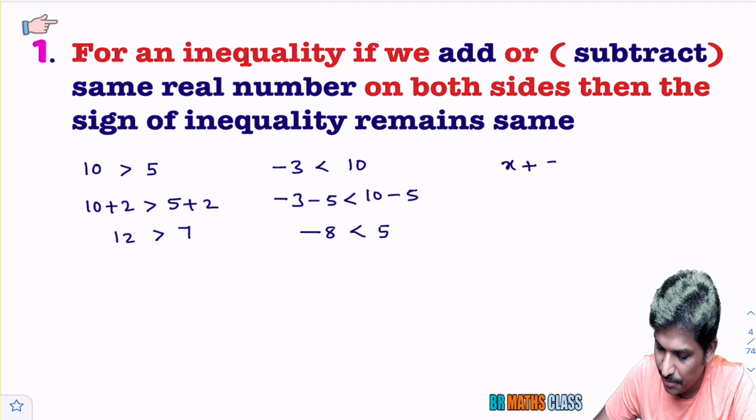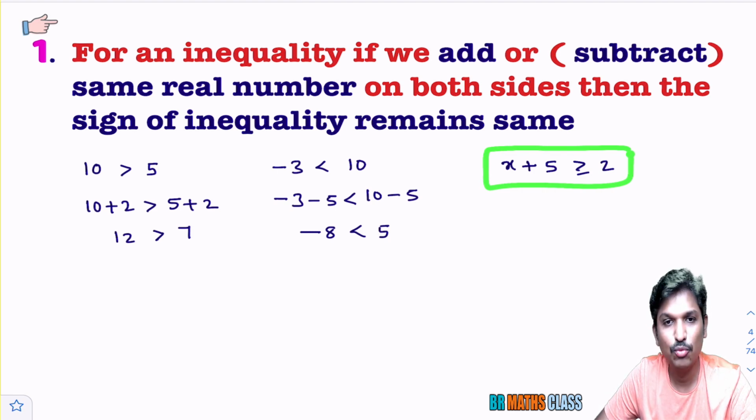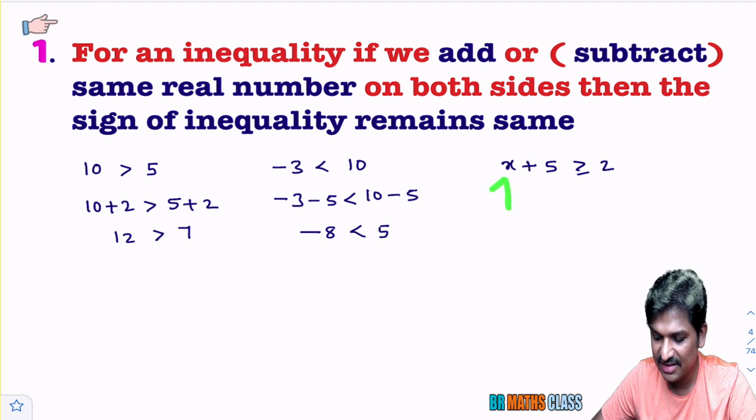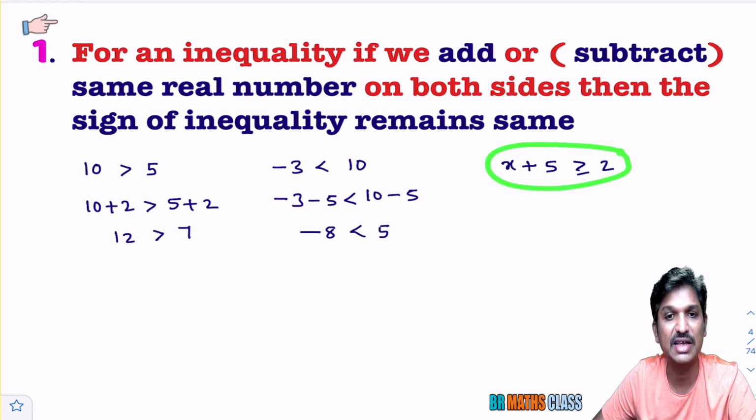Listen carefully. You observe, I consider an inequality x plus 5 is greater than or equal to 2. This is an inequality. Moreover, it is a linear inequality. In this, one unknown variable is there. What is that? X is the unknown thing. Now my question is, I want to find the x values which satisfy this inequality.